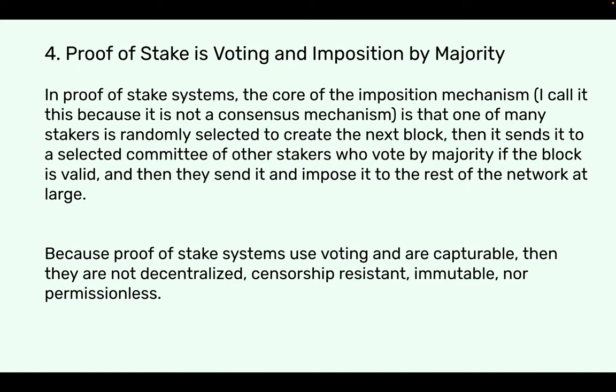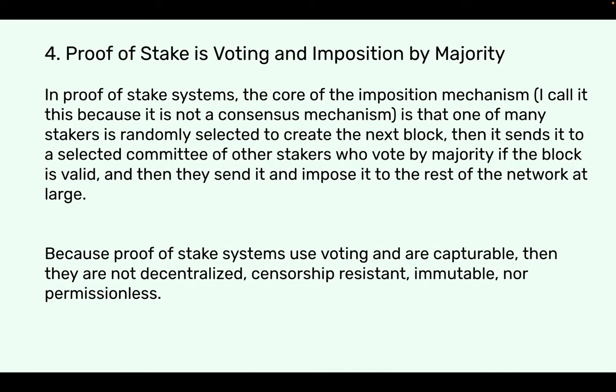In proof of stake systems, the core of the imposition mechanism, I call it this because it is not a consensus mechanism. Consensus is when you just agree just by the truth. Imposition means whether it's true or not, because there was a vote, you have to accept it. Is that one of many stakers is randomly selected to create the next block. Then it sends it to a selected committee of other stakers who vote by majority if the block is valid. And then they send it and impose it to the rest of the network at large.